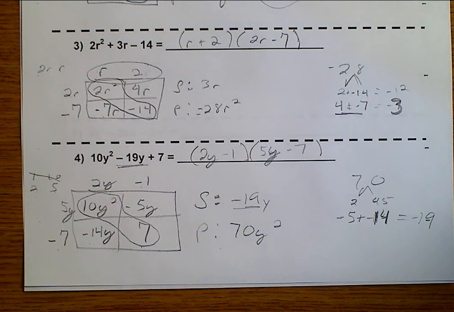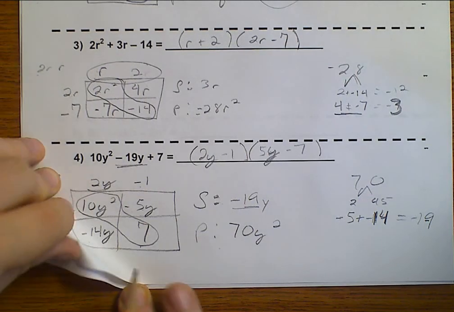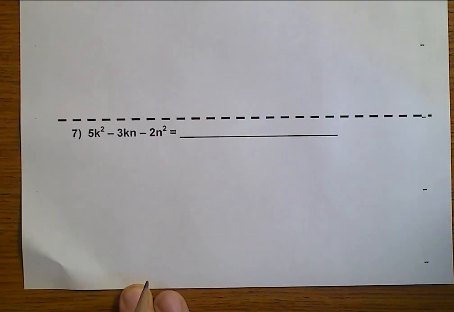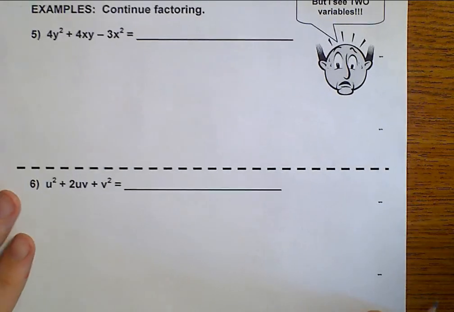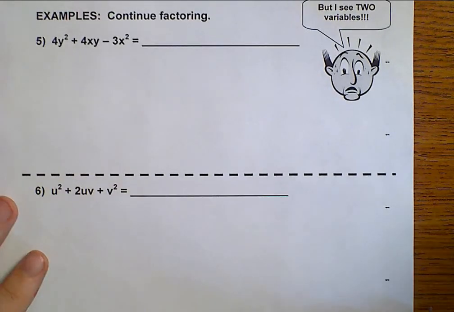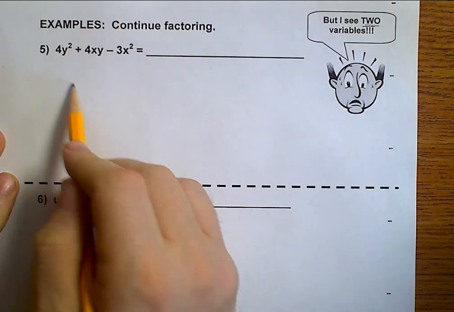Continue to practice. You may want to pause the video and do some of these on your own, just to prove that you can to yourself. But here they did throw a little bit. Here we see 2 variables. Don't let it freak you out. It's the same principle.